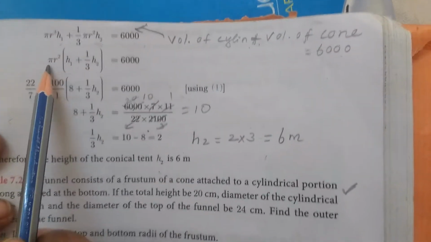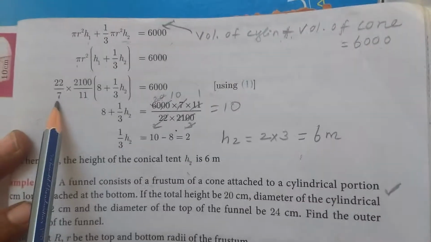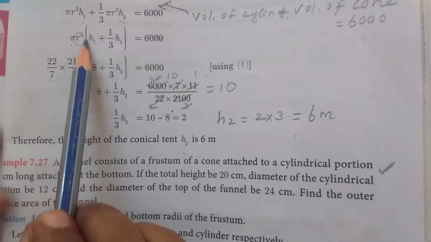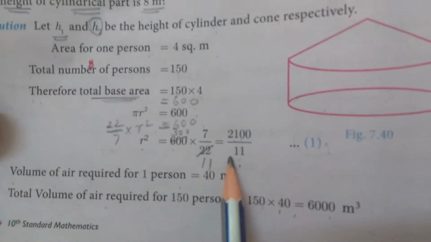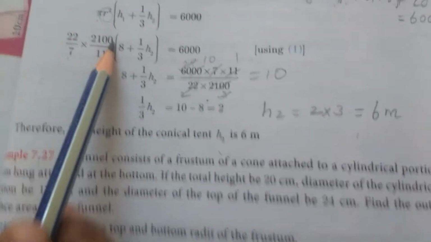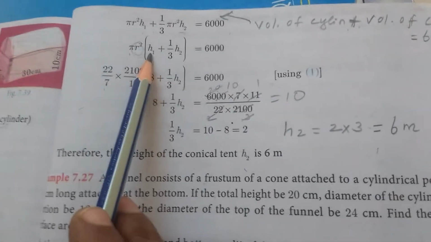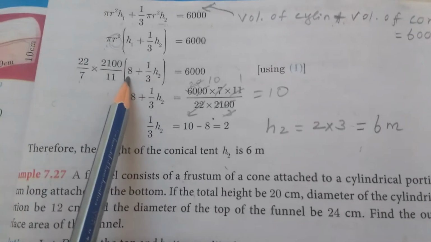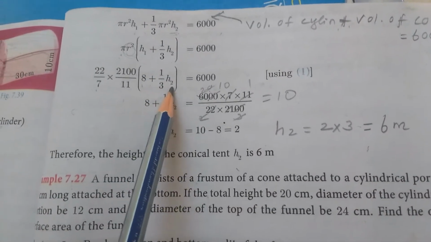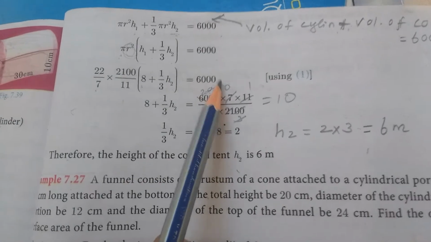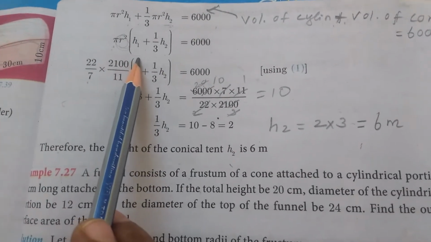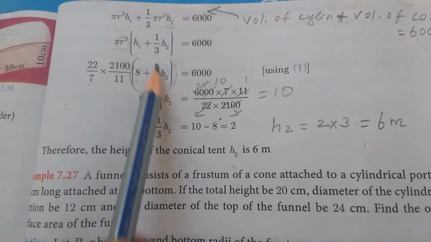Substitute the values. Value of pi is 22 by 7. Already here we found that r squared equals 2100 by 11. Substitute the value here: 2100 by 11 into h1. Value of h1 is 8, plus 1 by 3 h2, equal to 6000. Now keep the numbers in bracket, 8 plus 1 by 3 h2.